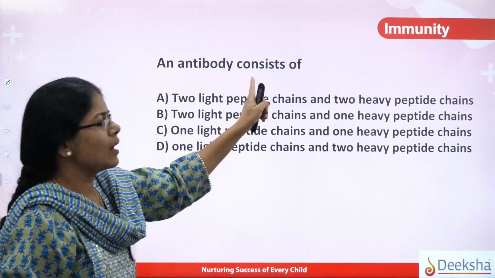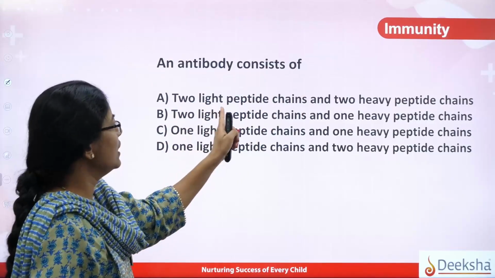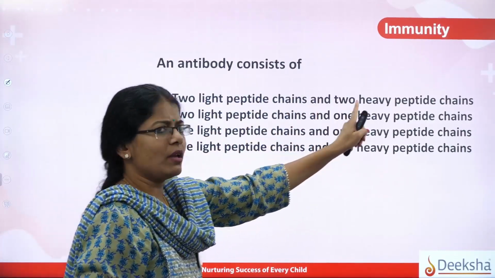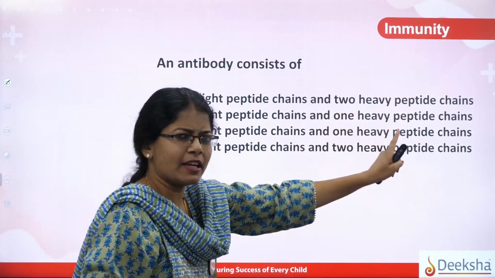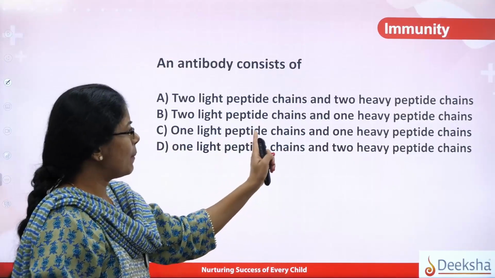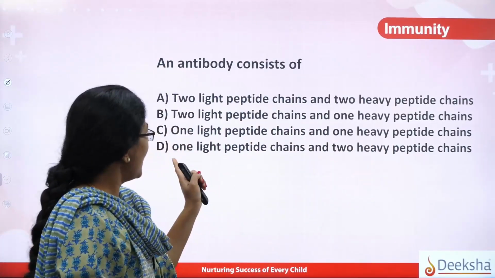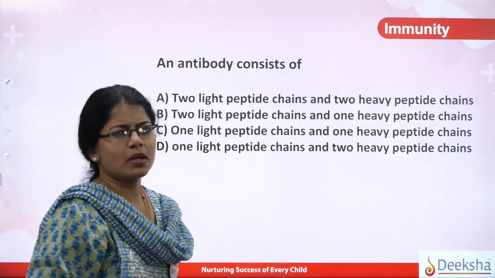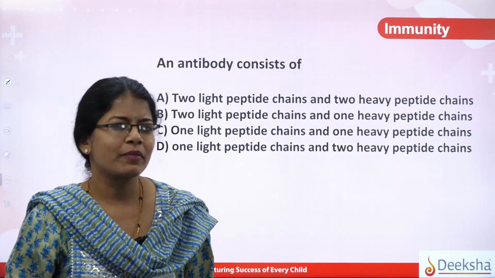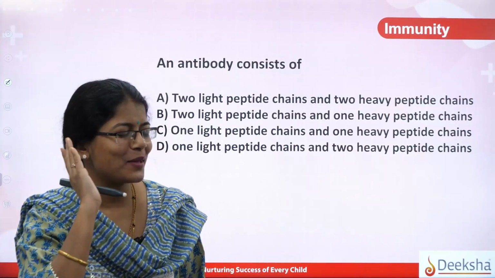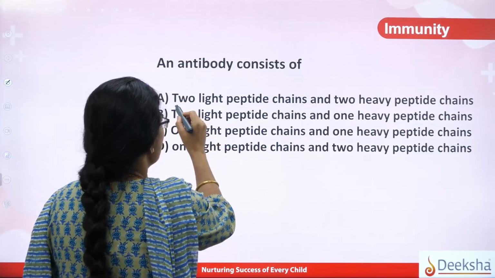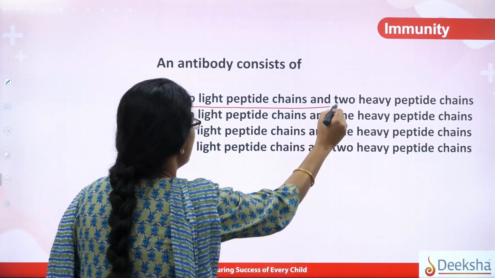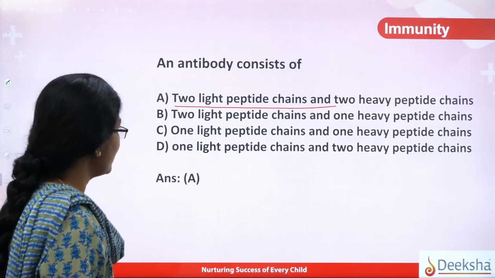An antibody comprises of two light peptide chains and two heavy peptide chains, two light peptide chains and one heavy peptide chain, one light peptide and one heavy peptide, or one light and two heavy peptides. What is the answer here? Can you tell me? I can hear you thinking. Yes, and the answer here is two light and two heavy chains.